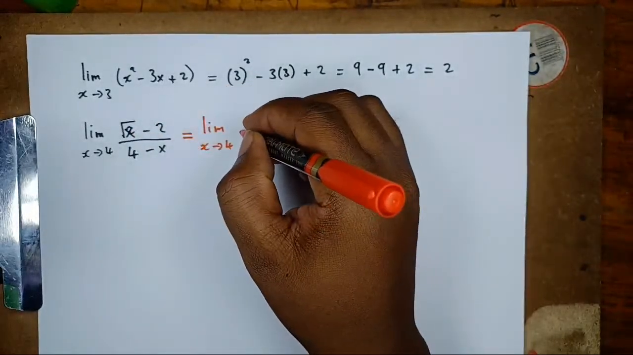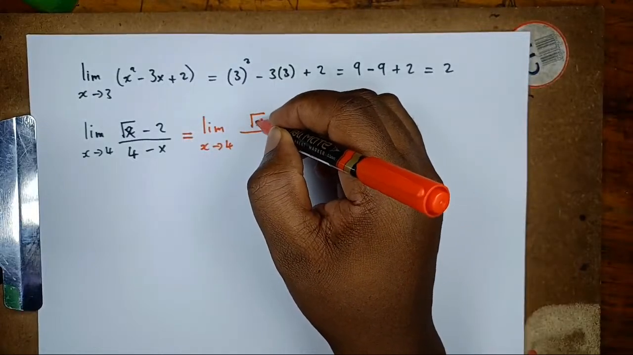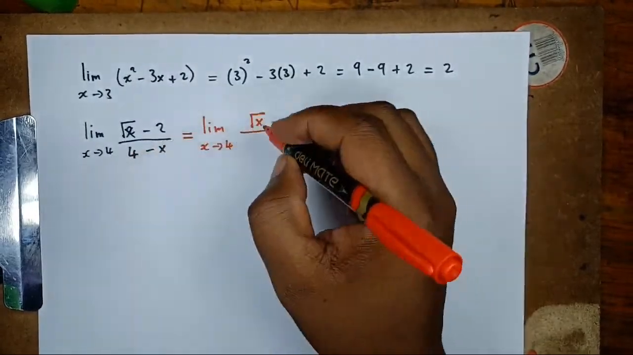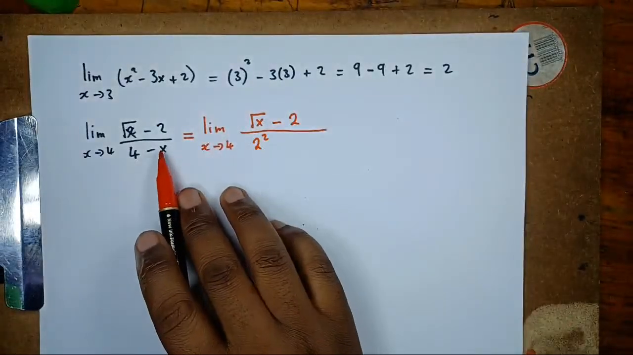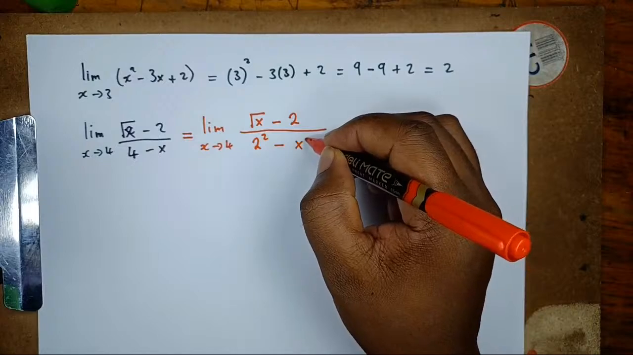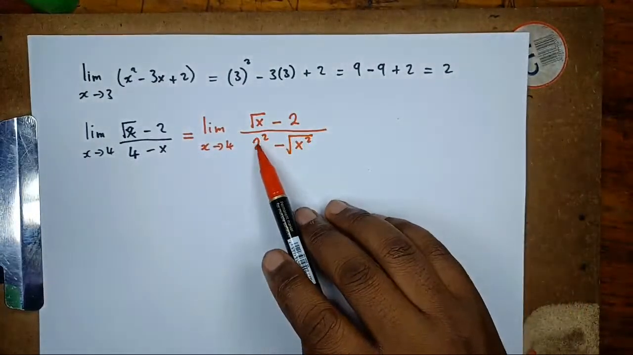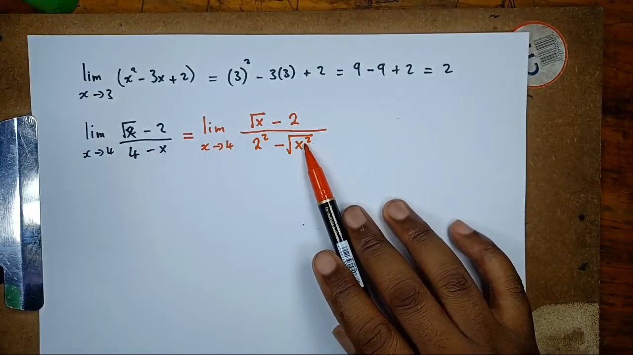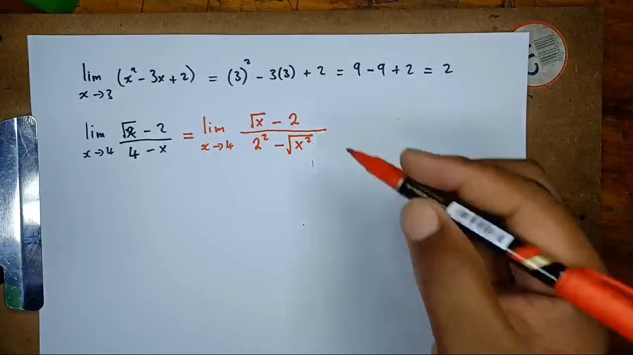Then the numerator is okay as it is, so we'll leave it as the root of x minus 2. But the denominator, this 4, we'll write as 2 squared, so it becomes a square. This x, we'll write as x squared with a root. Understand that 2 squared is just the same as 4. X squared under a root is just the same as x, because the square root will cancel with the square.